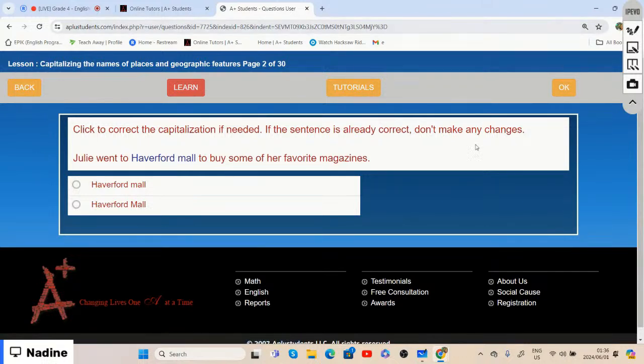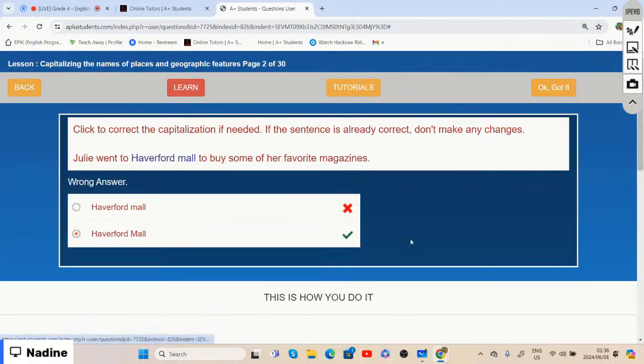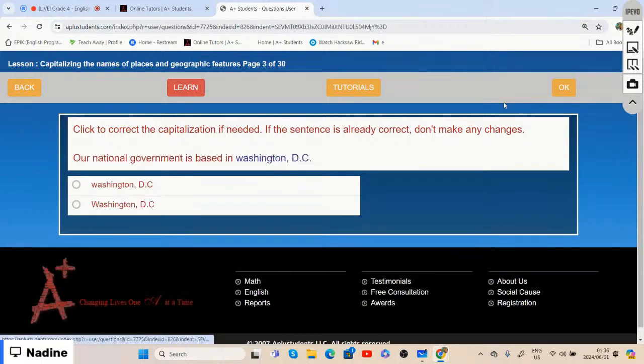All right. So remember, we're still talking about capitalization, geographical features. Remember, we said geographical features are things that stand out within a community, within a city, within a country, right? And even malls, right? Names of places. And here we say, Julie went to Haverford Mall. If we were to choose the correct option, yes, we'll choose the second one, right? Because mall needs to be capitalized. So the word mall needs to also be capitalized.